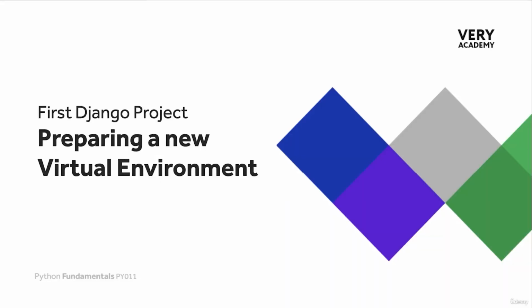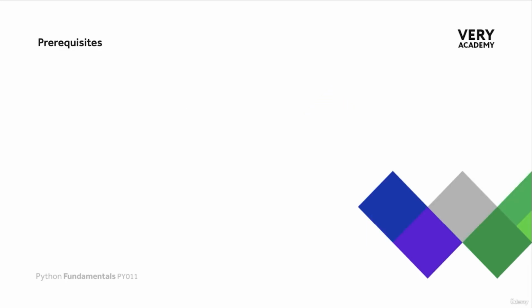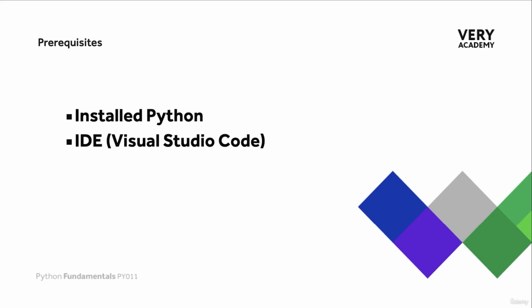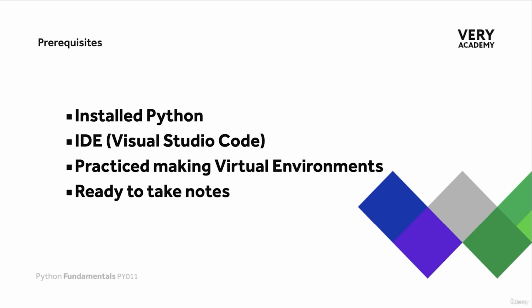Let's get ready to prepare a Django project by creating a new virtual environment. Just a quick check before we start working. You will need Python installed. You will need some sort of development software. Here we're going to be utilizing Visual Studio Code. I will make the assumption that you've already practiced making virtual environments.